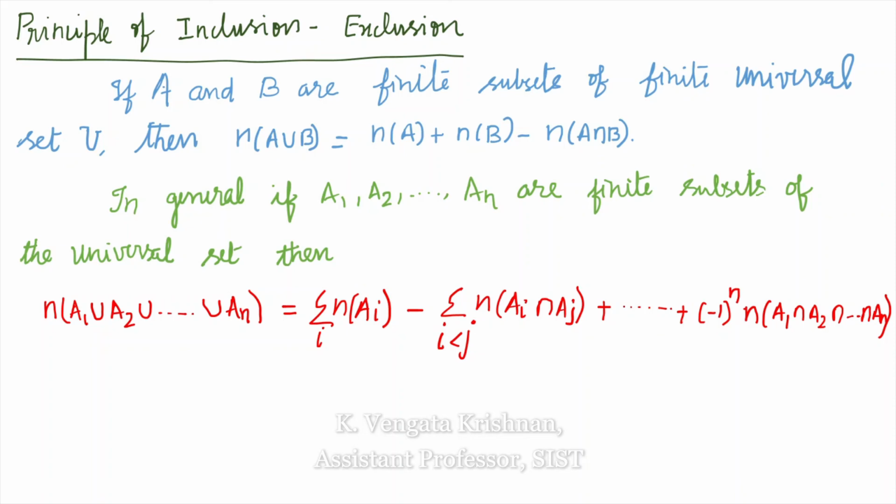which can be written in sigma notation as the summation over i of n of Ai, minus the summation over i less than j of n of Ai intersection Aj, plus the summation over i less than j less than k of n of Ai intersection Aj intersection Ak, and so on, plus minus 1 to the power n, of n of A1 intersection A2 intersection etc.